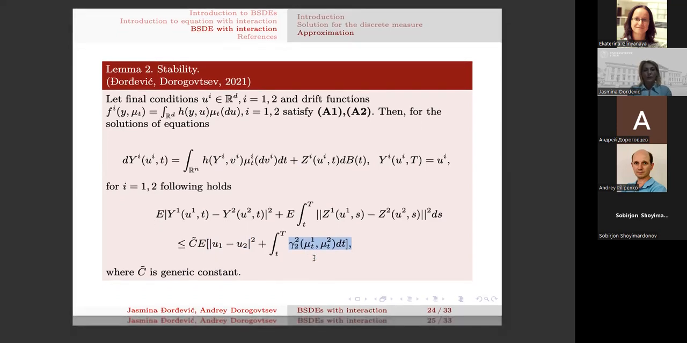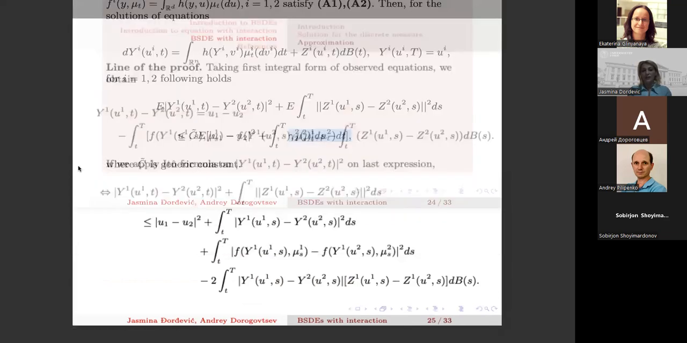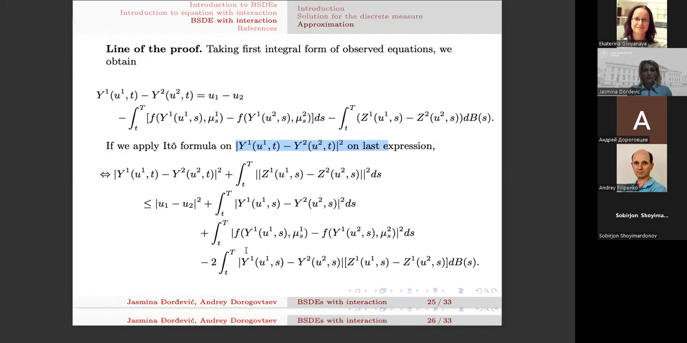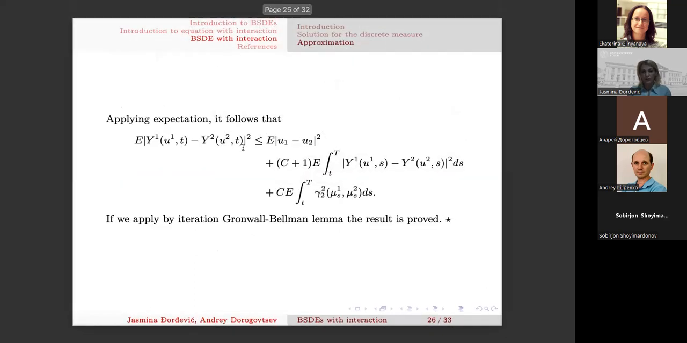So the proof is using the same steps as in previous results. If we subtract those two equations, we have the integral form of a new BSDE actually with interaction. And if we apply Itô's formula to the difference of the squares, we have this expression on the right-hand side. And now we will apply expectation, lose the martingale term with respect to Brownian motion, use the Lipschitz condition, and again, because we have the appropriate form for application of Gronwall-Bellman lemma, we have the desirable stability result for the state process. So we will have this plus an integral with respect to Wasserstein distance, with some other generic constant C.